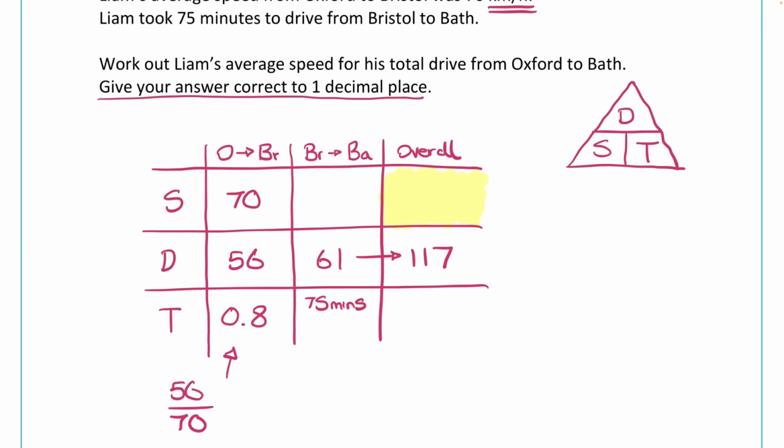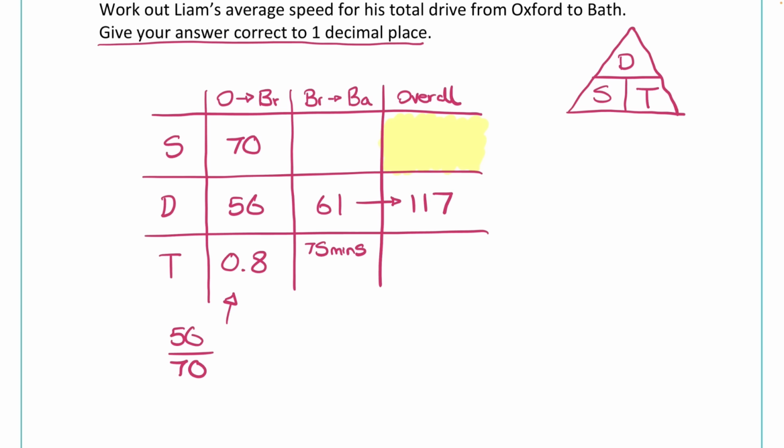So be very careful at this point because the second part of the journey is given to us in minutes. And what we've just worked out is in hours. So they're in different units, so we can't add them together. The total there is not 75.8. We need to convert the 75 minutes into hours. That's dead nice to do. You just divide it by 60. So 75 out of 60.